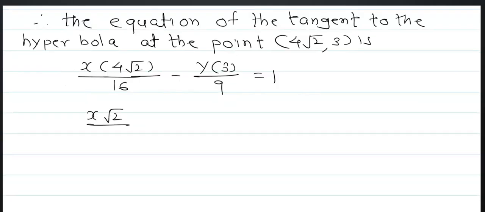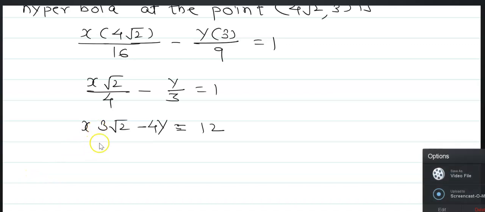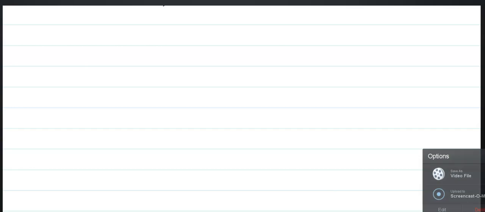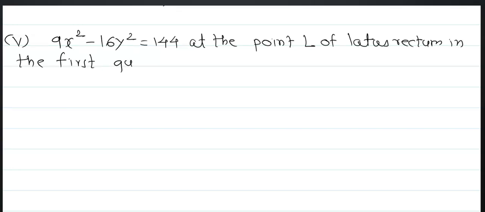Let me simplify it. That is equal to 12. That is 3 root 2x minus 4y is equal to 12. Next is the fifth one: 9x² minus 16y² is equal to 144 at the point L, the end of the latus rectum, in the first quadrant.